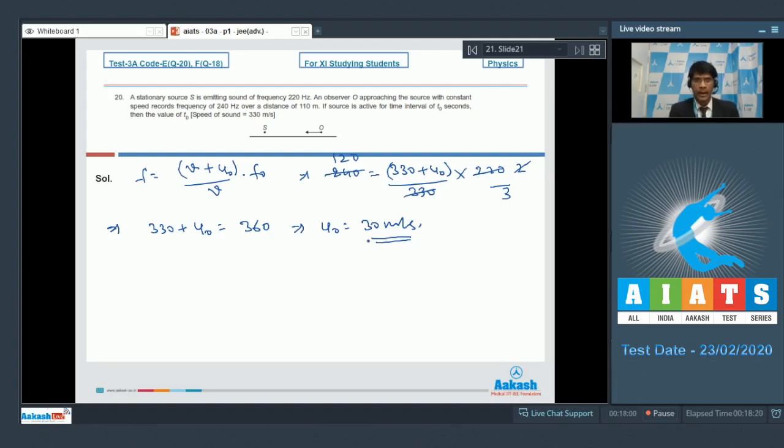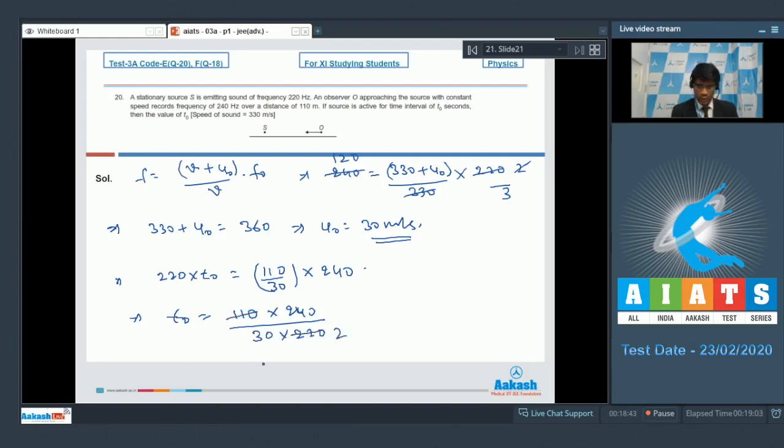So for the time interval t0 for which the source would be active, the observer has traveled a distance of 110 meter. In t0 time, the total waves generated would be 220 into t0, and it would receive those waves with frequency of 240 Hz in this much of time itself. So we'll get the value of t0 from this calculation as 110 into 240 divided by 30 into 220. It is coming out to be 4 seconds. So for question number 20, we are getting 4 as the answer.